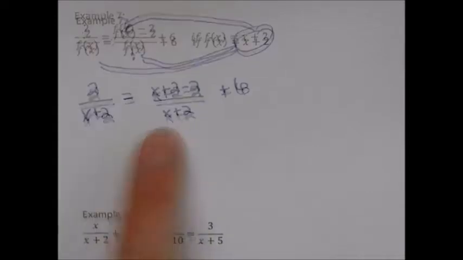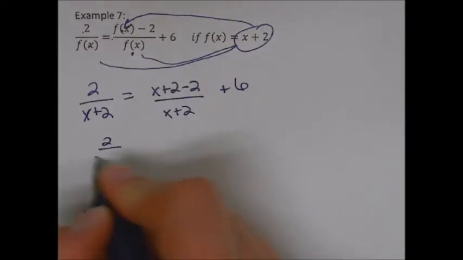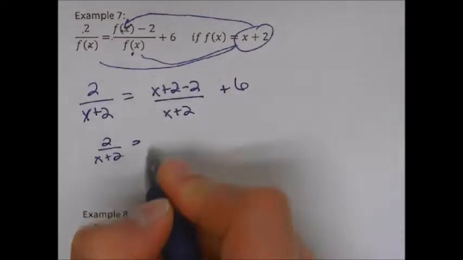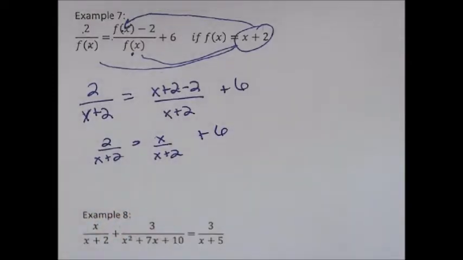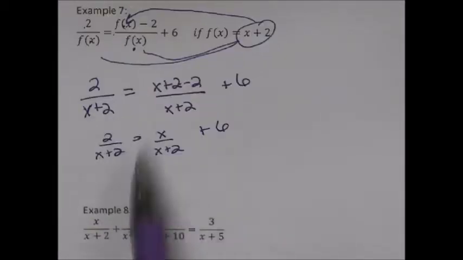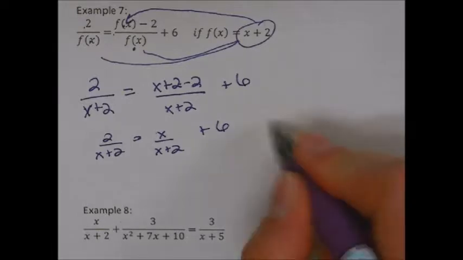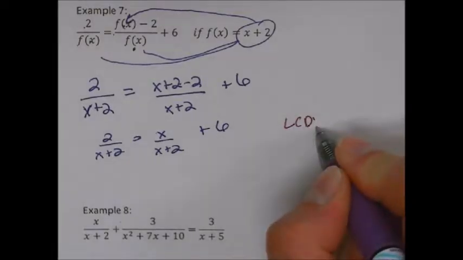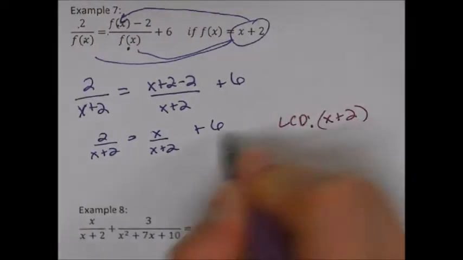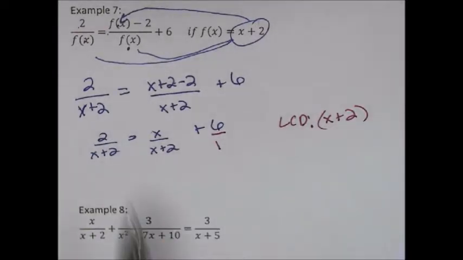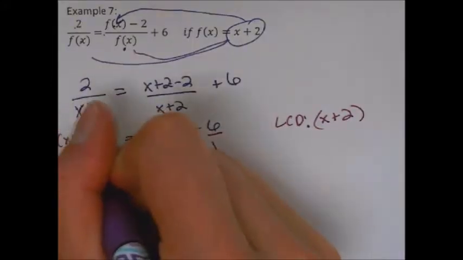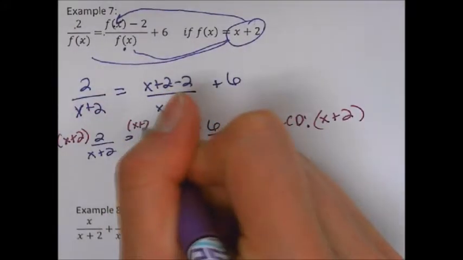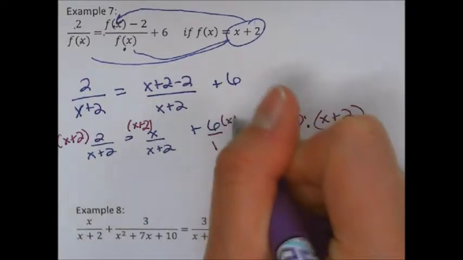This can be simplified. So 2 minus 2 is going to give me an x on top. Are we a proportion? No, we have 2 items over here, so we're not. So we're going to look for our least common denominator. This 6 is over 1. So my least common denominator, looking at these, is going to be x plus 2. So I'm going to times that by all 3 fractions.